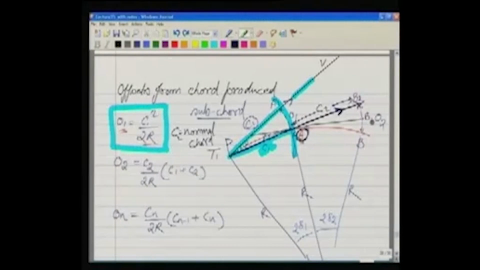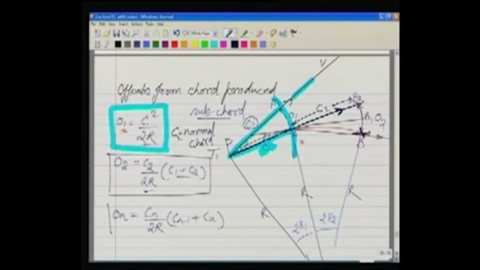What is this O2? If you derive it, you can find that O2 is given by C2 by 2R times C1 plus C2. Again, this is a very easy derivation. So if we cut along this, a point here, this point B is on the curve. Similarly, now we extend this chord. So this chord here is extended further, and the same process is repeated.